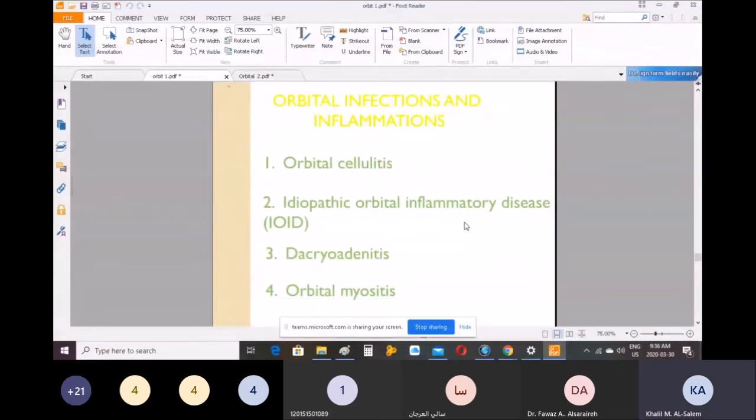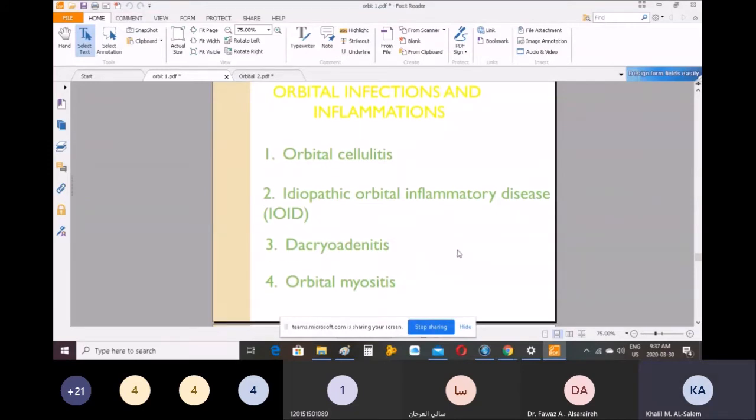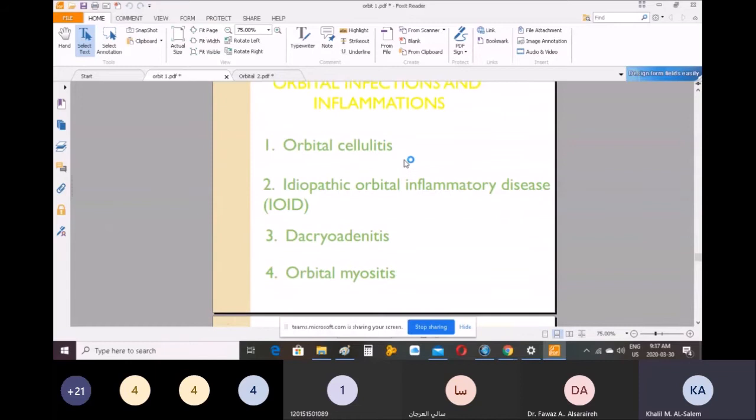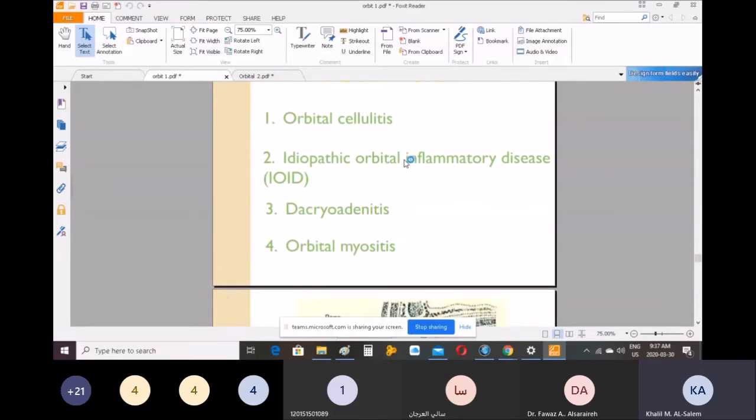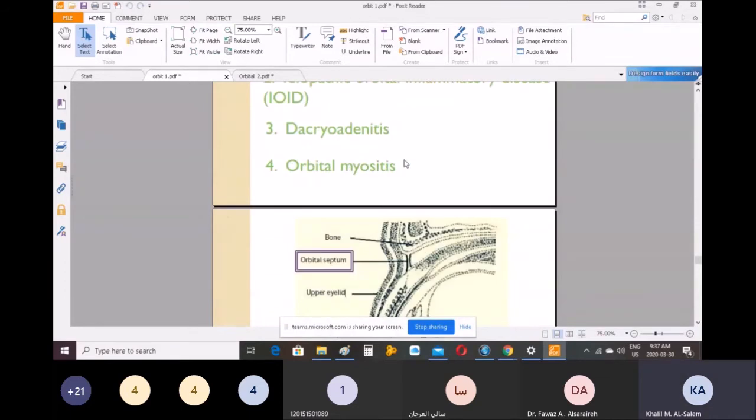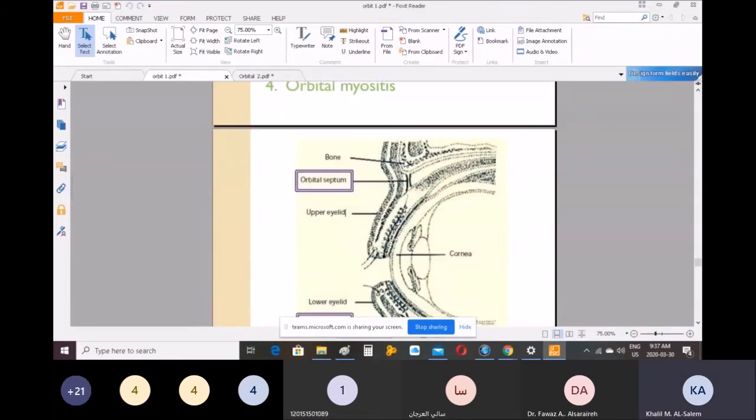Okay, orbital infections. We have two important types of orbital infection. The first is orbital cellulitis and periorbital cellulitis. We will talk about them. We also have idiopathic orbital inflammation, dacryoadenitis, and orbital myositis.